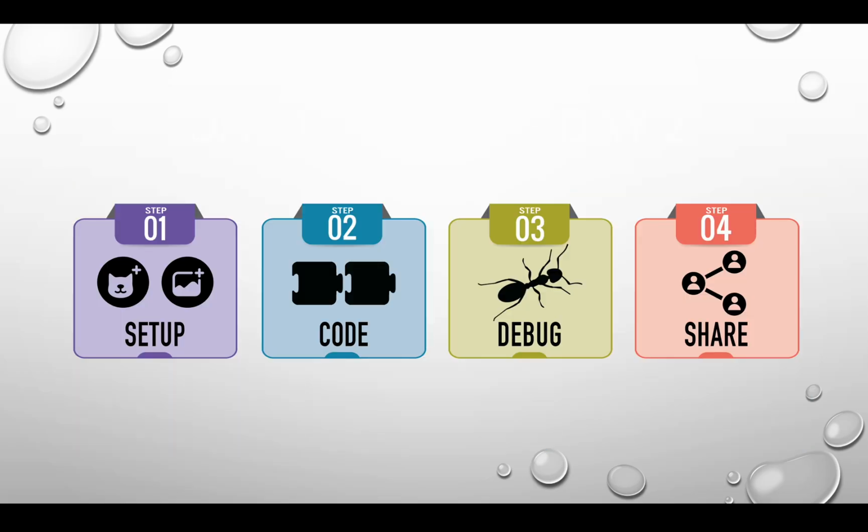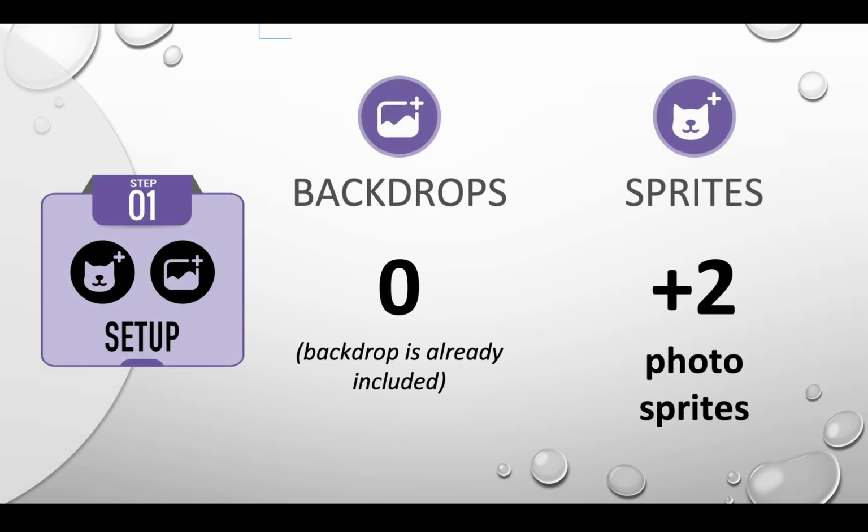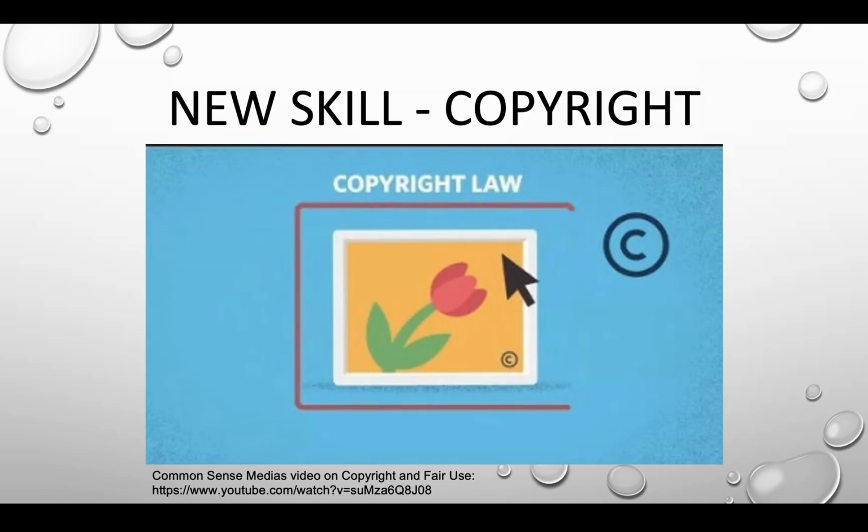These are the 4 steps we always do in a Scratch project. Our first step is always setup. The starter file already has a backdrop. We don't have to do anything with that. And it starts with 3 of the 5 parks. So we just have to add 2 sprites that we're going to go find photos for.